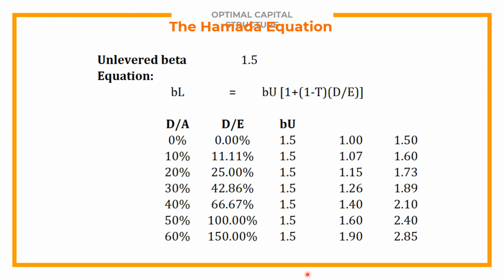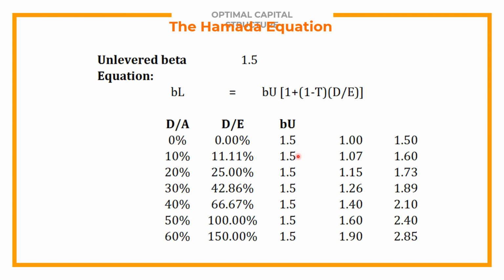Okay, so again, the first step would be to compute for the beta. So given here that our unlevered beta is 1.5, using the Hamada equation, levered beta is equal to unlevered beta multiplied by 1 plus after-tax rate times the debt-equity ratio. Okay, so we have here our debt-asset ratio. Debt asset ratio is the debt divided by the total assets or total capital, total liabilities and capital. So if we have a debt asset of 0%, our debt equity would be 0. Why? Because we have no debt. 0 divided by 200 is equal to 0.